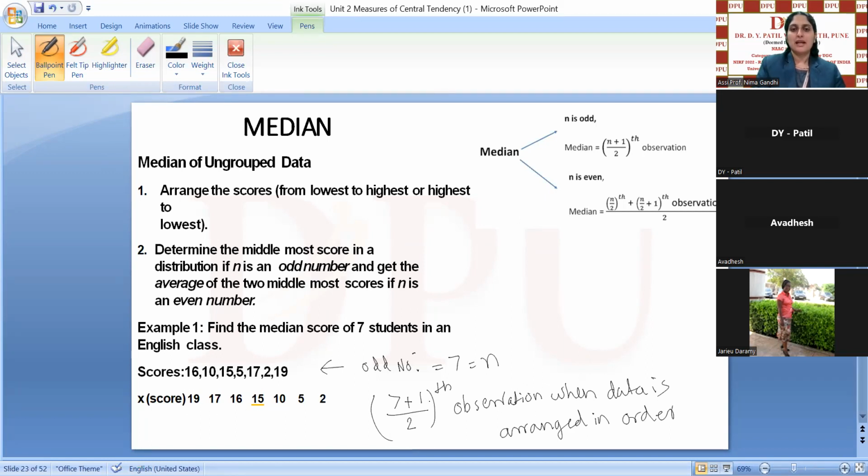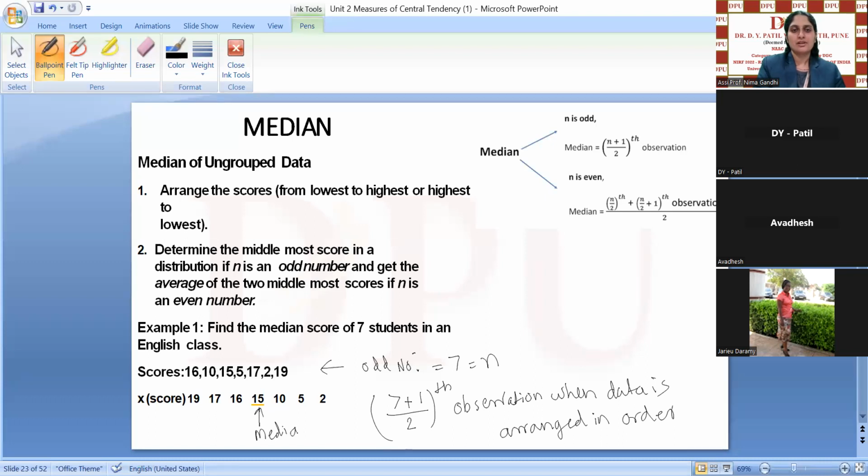So 7 plus 1 divided by 2 means 7 plus 1 is 8. 8 divided by 2 is fourth observation when your data is arranged in order. Order means any order, either increasing order or decreasing order. So here, if the score is like this, you are arranging in decreasing order, and fourth observation is your median. 1, 2, 3, 4. So 15 is your median here.